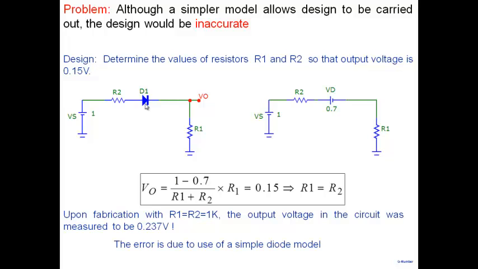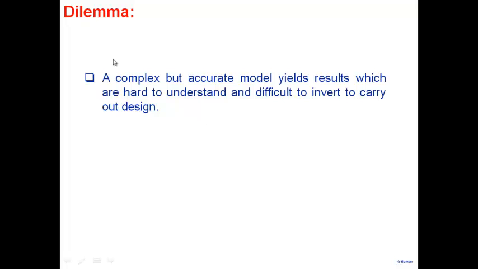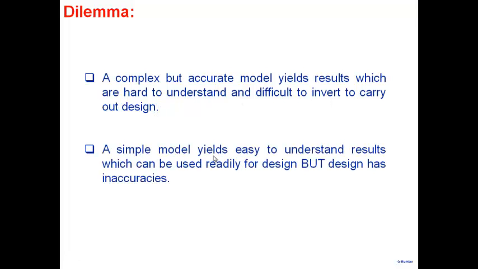Okay. So this is the dilemma that we have. A complex but accurate model yields results which are hard to understand and difficult to invert to carry out design. A simple model yields easy to understand results which can be used readily for design, but the design has inaccuracies. So what do I do? If I use a simple model, I get an inaccurate design. If I use a complicated model, I don't get any design. Right? So what do I do?